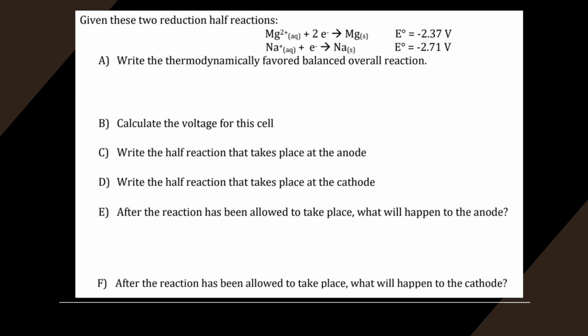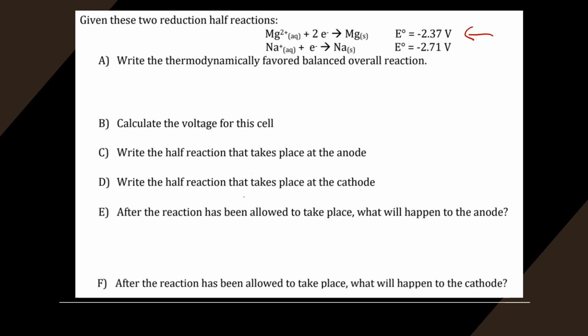Given these two reduction half reactions, letter A, write the thermodynamically favored balanced overall reaction. First we have to recognize who is going to be reduced and who's going to be oxidized. The top one is technically the larger number, so that's going to stay the same. The other one needs to be flipped to balance it out.